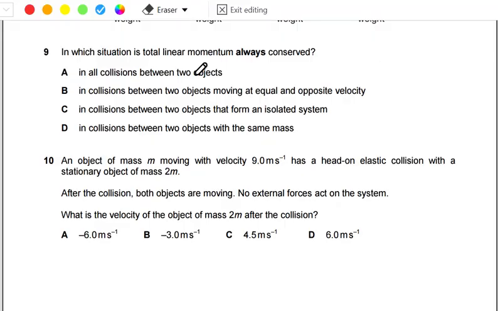All collisions between two objects? No, friction must be excluded as an external force. Equal and opposite velocity, it doesn't restrict it to equal and opposite velocity. So it's C, in an isolated system. And again, for D, it doesn't restrict to same mass.